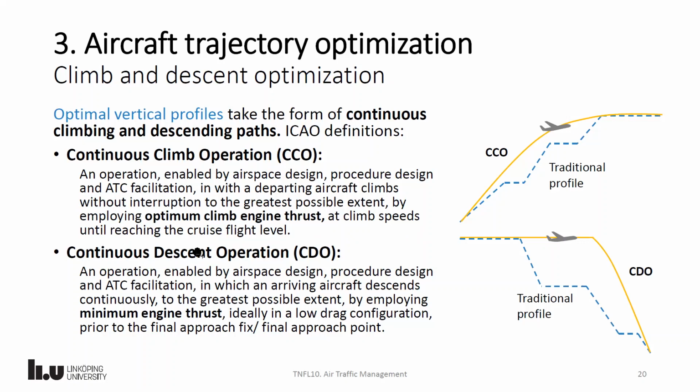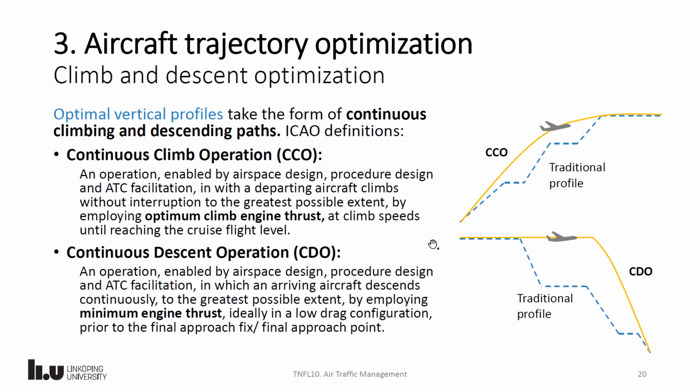And on the other hand, we have continuous descent operations, which is the same, an operation enabled by and so on, in which an arriving aircraft descends continuously to the greatest possible extent by employing minimum engine thrust, ideally in a low drag configuration prior to the final approach fix or final approach point.